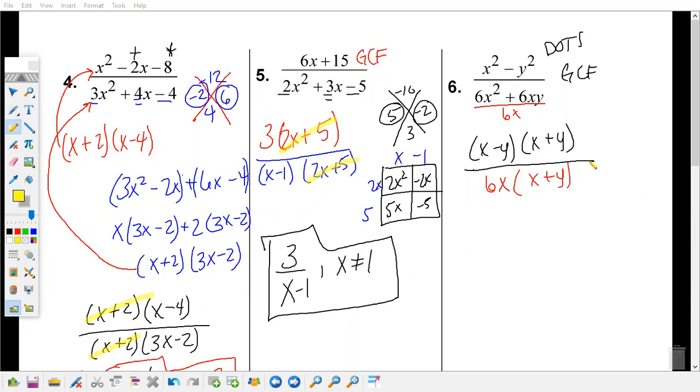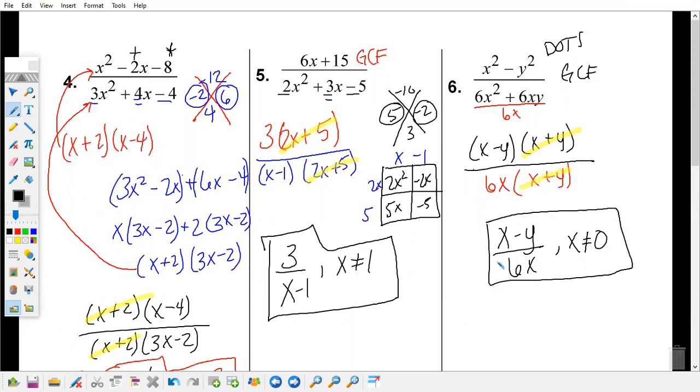So we factored, we've rewritten as multiples of factors. Now we're going to simplify. X plus y. And we're left with x minus y over 6x. What's my restriction? X can't equal 0, because 6 times 0 would be 0. And bam.